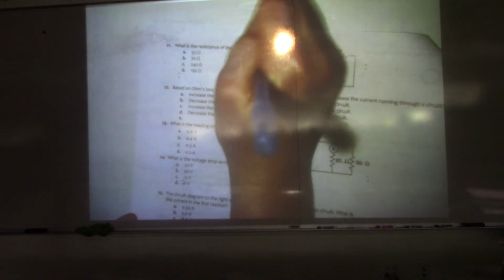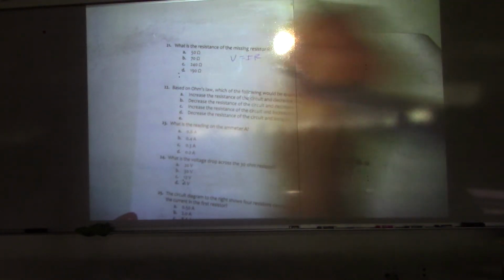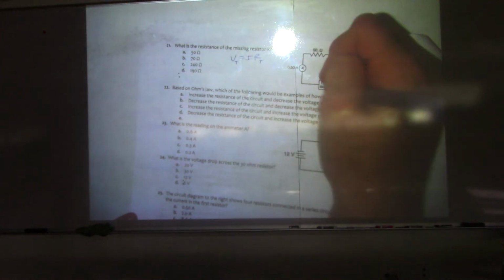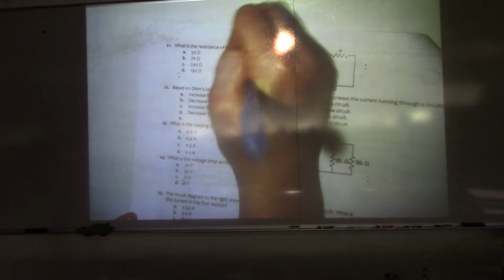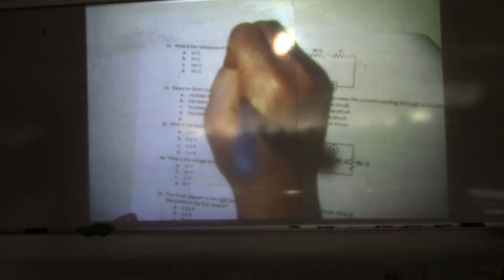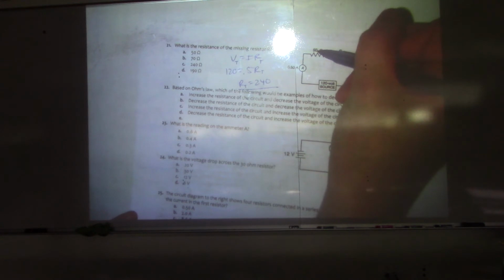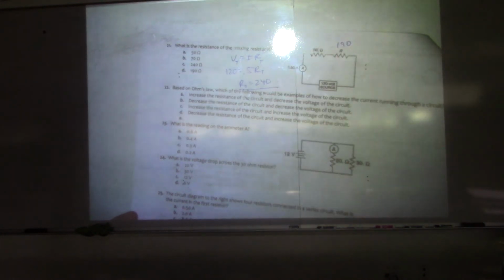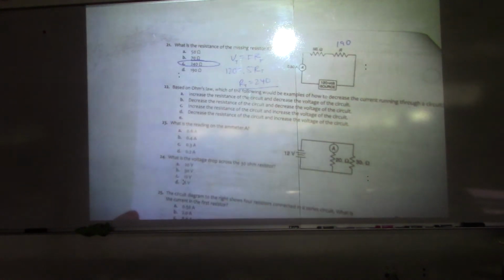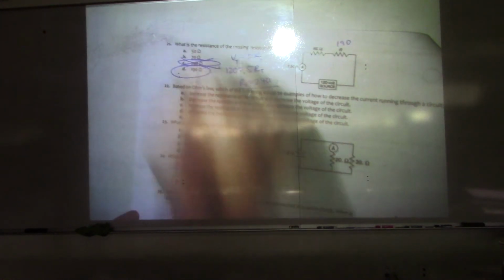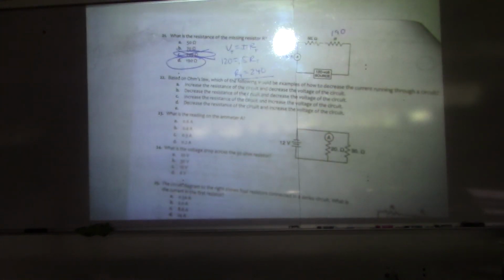Resistance of the missing R, so V equals IR, voltage is the total voltage, so it'll get me my total resistance, 120 equals 0.5 R total. R total is 240. That's the total resistance and not necessarily my missing one. In fact, I have a 50 already, so I'm going to subtract the 50. 190 is what would give me an R total of 240. So the missing resistance, oops, I circled the wrong one. Missing resistance is 190, not the total.